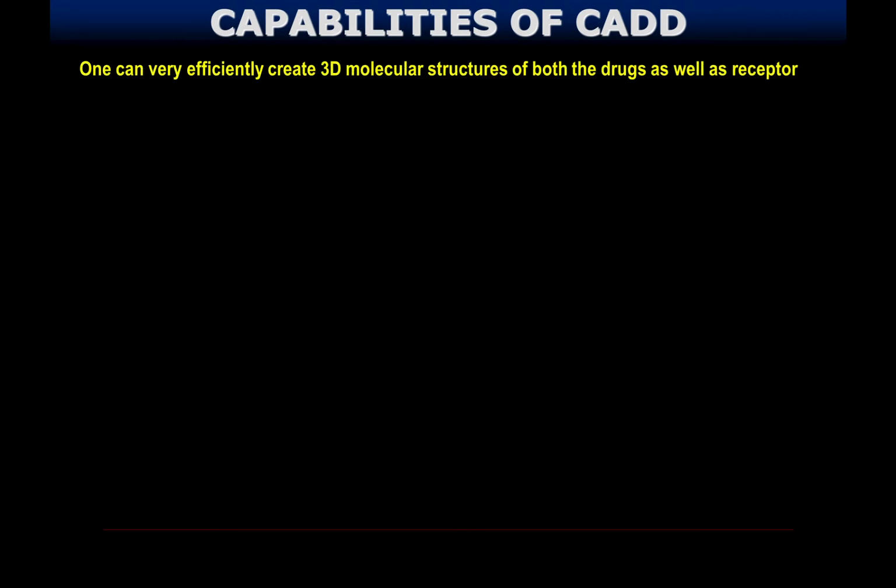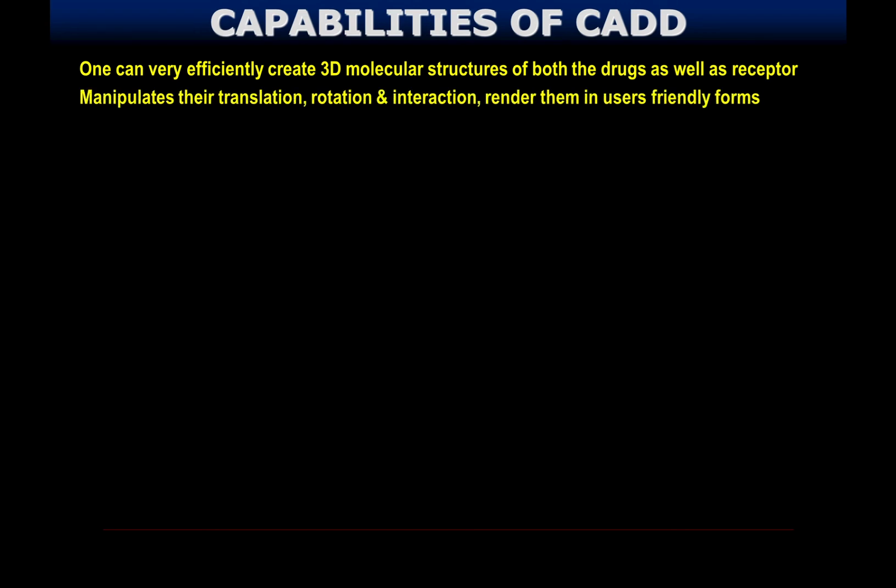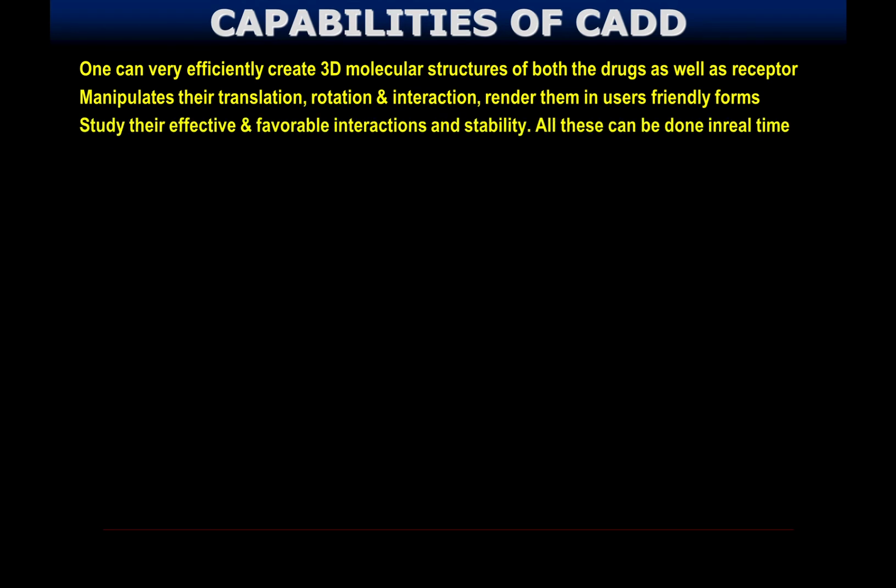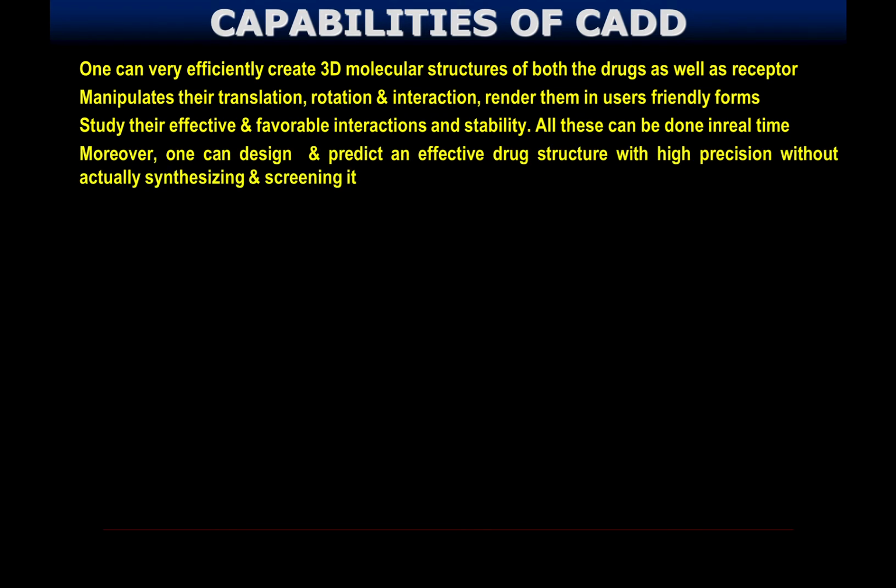What are the capabilities of CAD? I told you I will come to this. One can very efficiently create 3D molecular structures of both drugs as well as receptor. You can manipulate their translation, rotation, and interaction, and render them in a user-friendly fashion. Study their effective and favorable interactions and stability. All this can be done in real time. Moreover, one can design and predict an effective drug structure with high precision without actually synthesizing and screening it. This definitely saves a lot of cost, labor, and time.